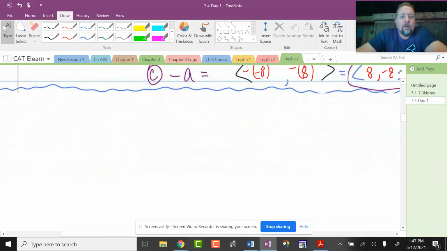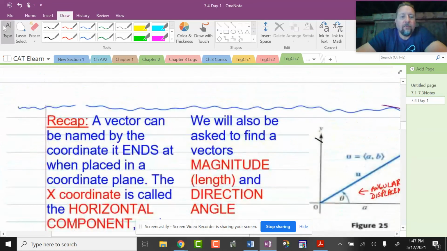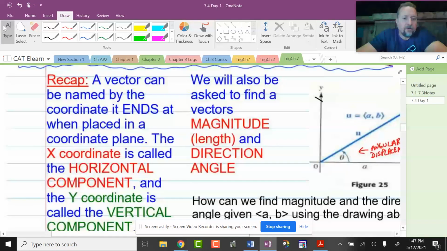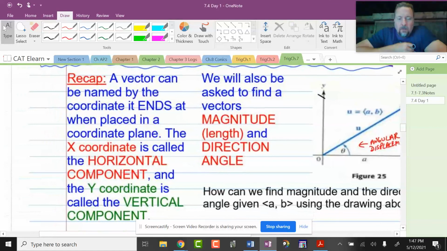Next, since you already have that written in front of you, because I gave you this note sheet yesterday. Recap what we just learned. A vector can be named by the coordinate it ends at when placed in a coordinate plane. I typed this out myself with all these colors. The x coordinate is called the horizontal component. Come on, x goes right and left. That's horizontal. Y coordinate vertical, up, down.